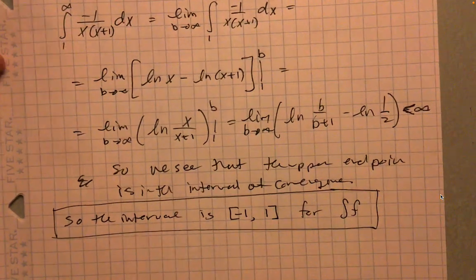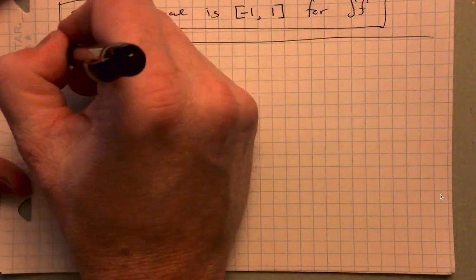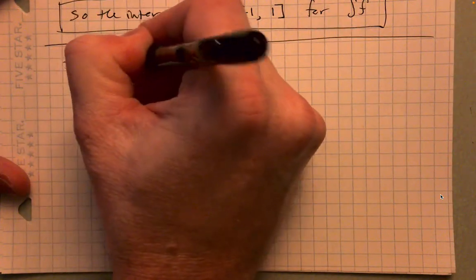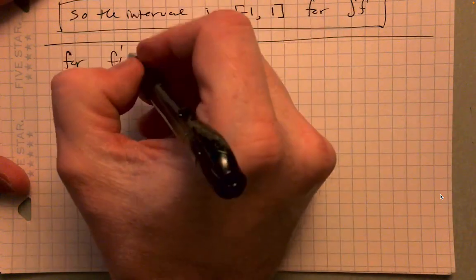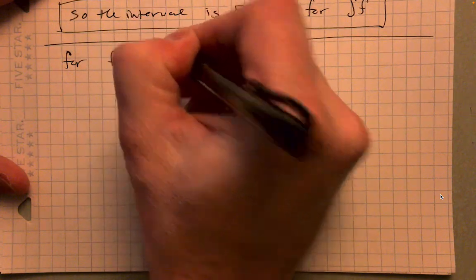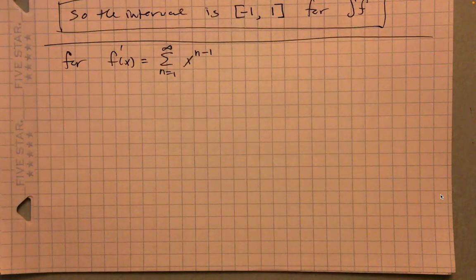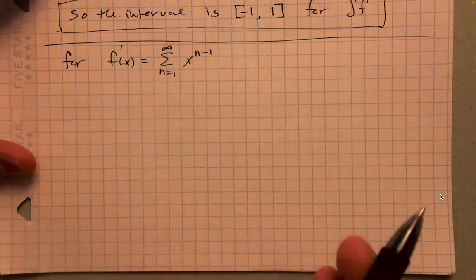Well, let's look at the derivative next. So for f of x, f prime of x equals, now what was the function? It was the sum from n equals 1 to infinity of x to the n minus 1. So the question here is, for what values of x does this series converge? Let's again use the ratio test. This one will be simpler to work out.